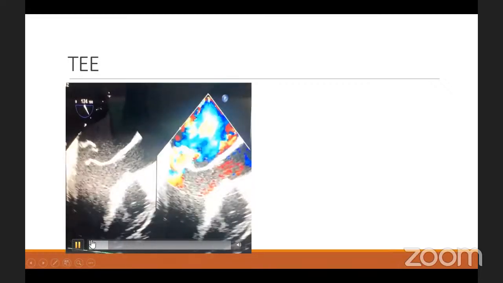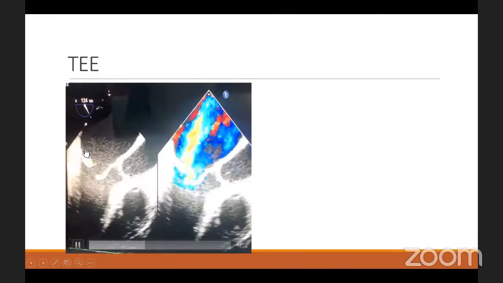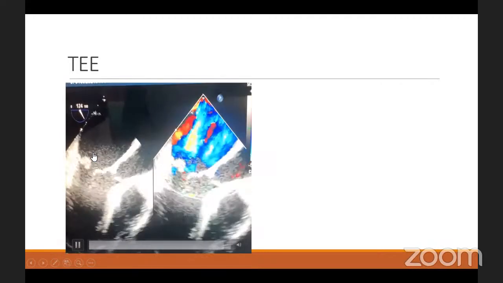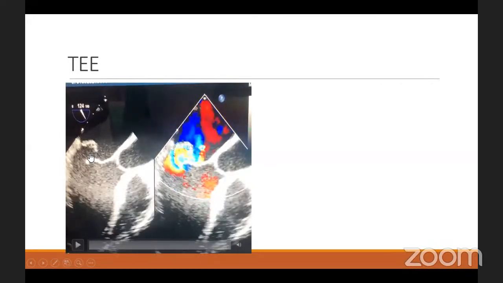So as you can see here, this is the posterior leaflet. This is a prolapsed leaflet, right, doctor? From the TEE, and this is the anterior doming. This doming is characteristic of a prolapsed posterior leaflet. Well, I think it's not 100% clear, but yes. Okay, stop here. What do you think?